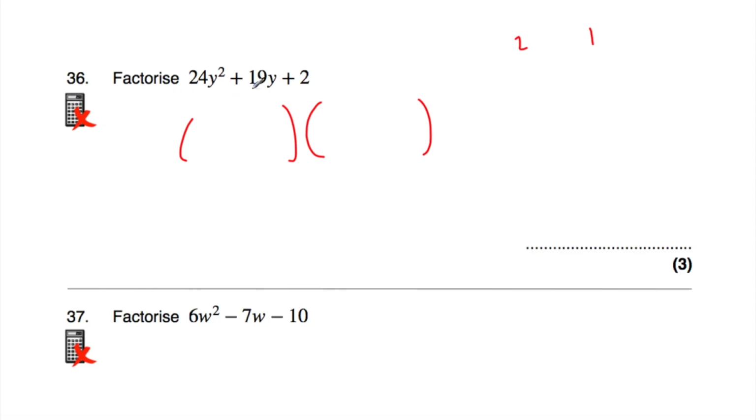So let's try 12y and 2y to begin with. Now, I know this actually isn't the right answer. So if we choose 12y and 2y in the brackets, and we've got a 2 and a 1 that we need to put in the brackets because we know that the numbers on the end times together to be 2, we could put a plus 1 there and a plus 2 there. And if we expanded these, we get 12y times 2y is 24y squared. Fantastic. And then in terms of the middle terms, we'd have 12y times 1, which is 12y, plus 4y. And that's only 16y, so that's not going to work.